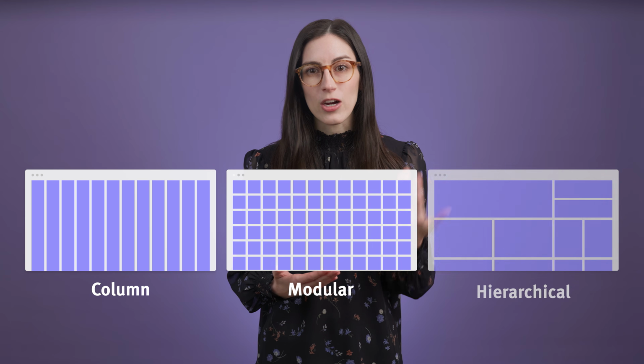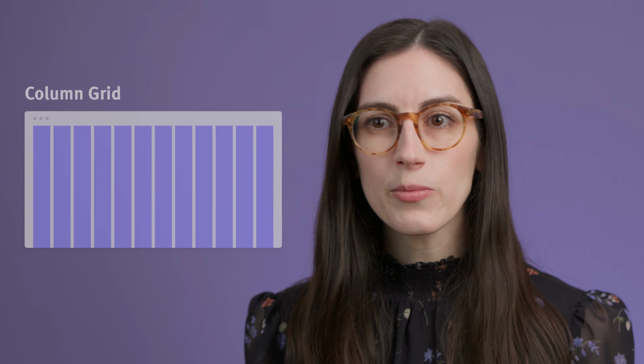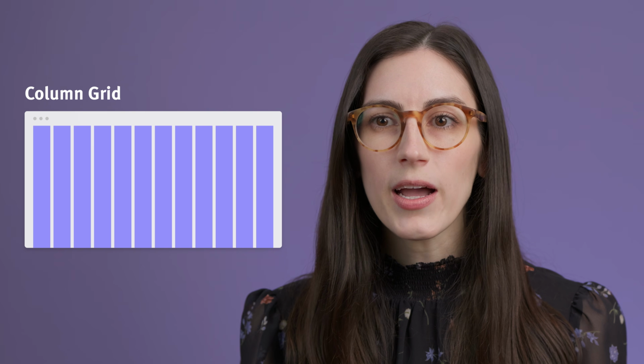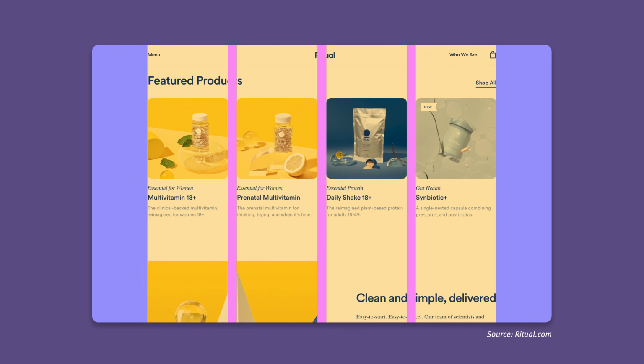Now that we understand what makes up a grid, let's get into the common grid types. There are 3 common grid types used in websites and interfaces: the column grid, the modular grid, and the hierarchical grid. The column grid involves dividing a page into vertical columns, and UI elements and content are then aligned to these columns. In this example from ritual.com, 4 consistently sized columns make up the grid structure, and elements are aligned to and within these columns.